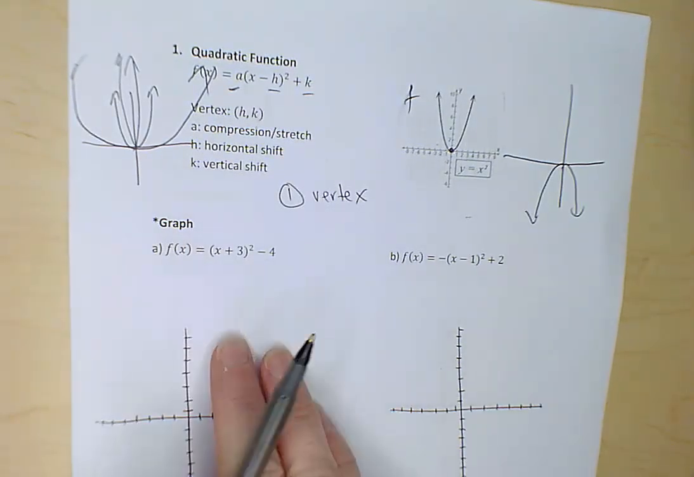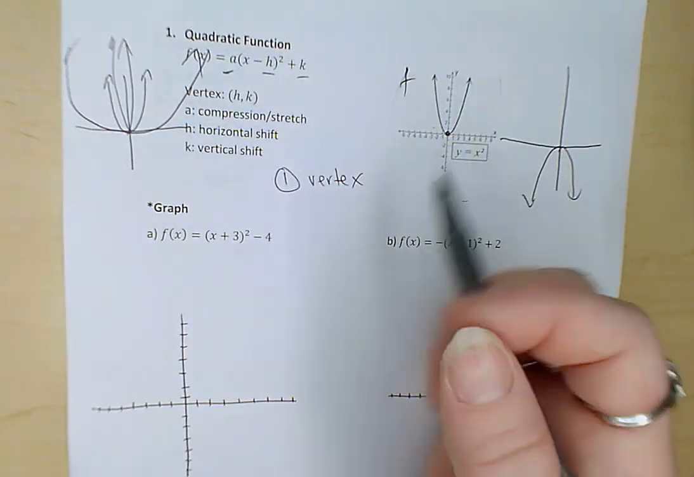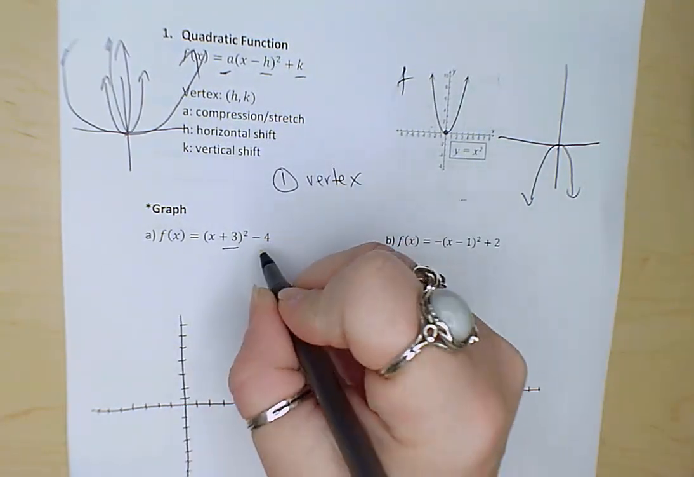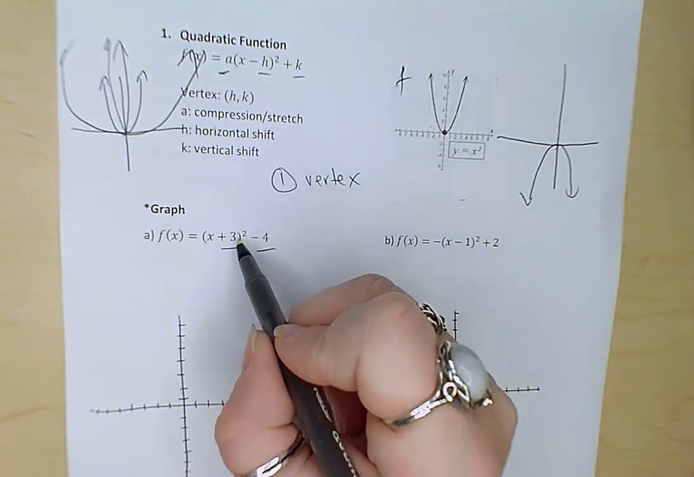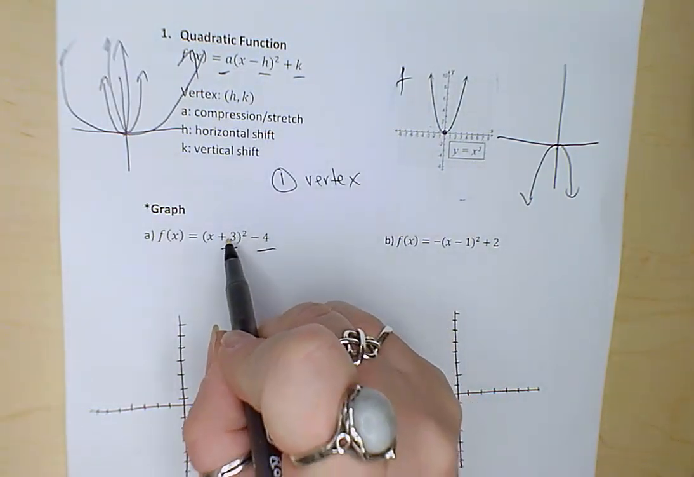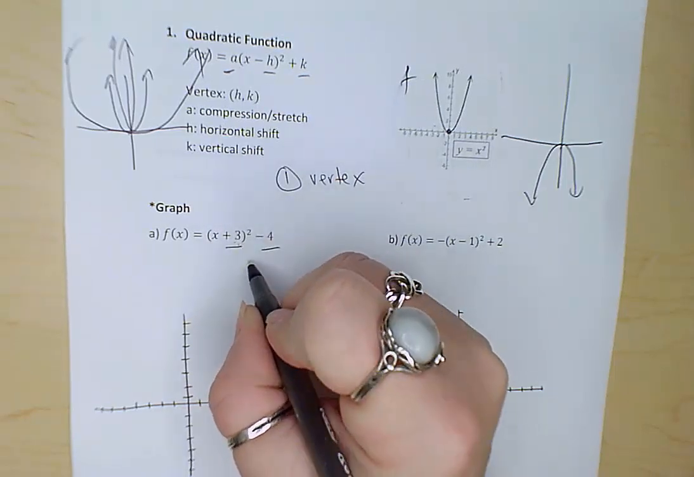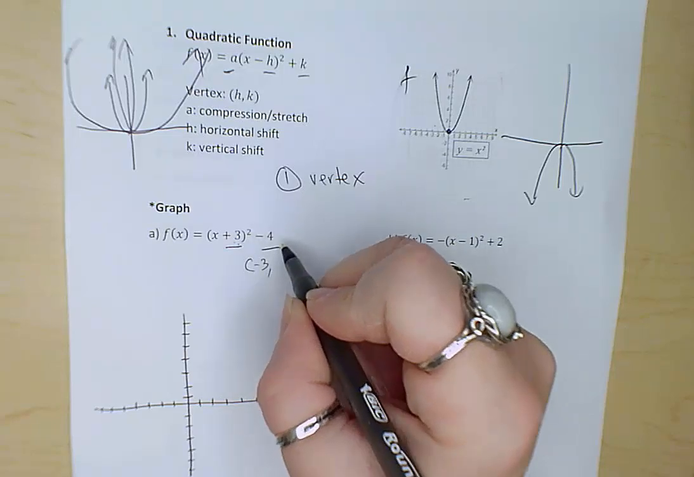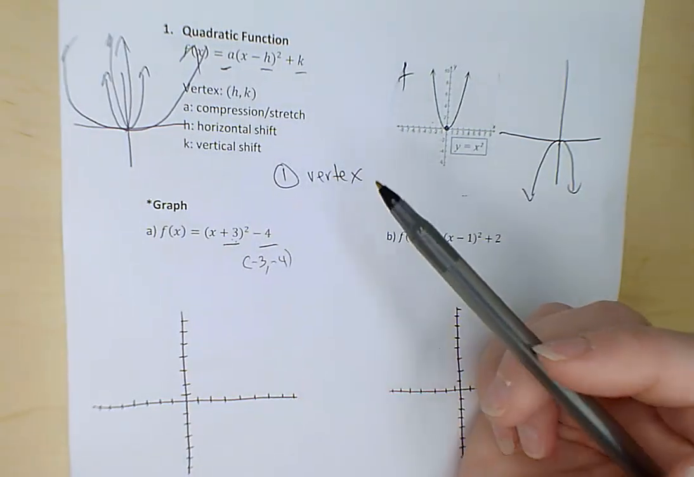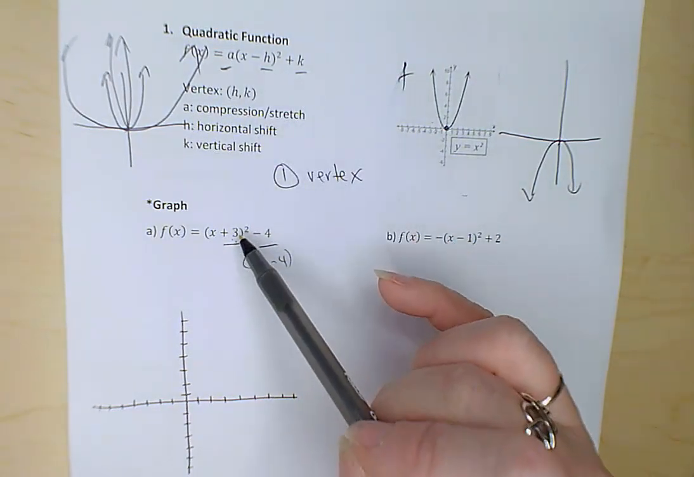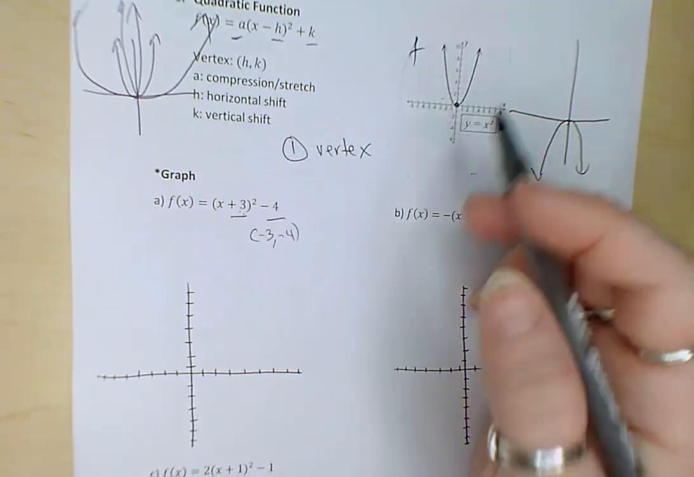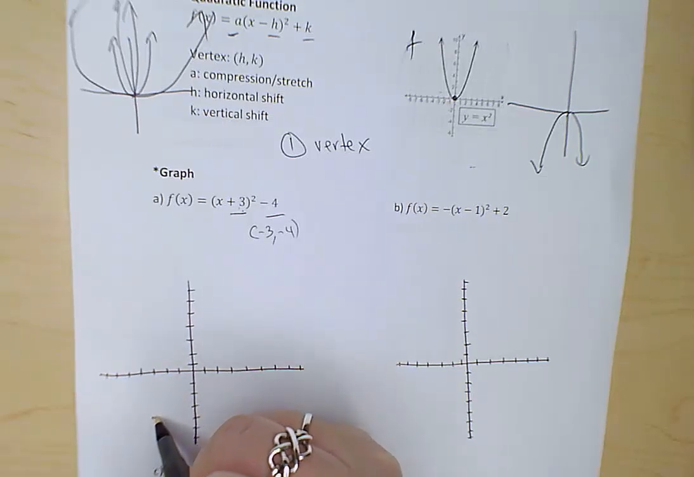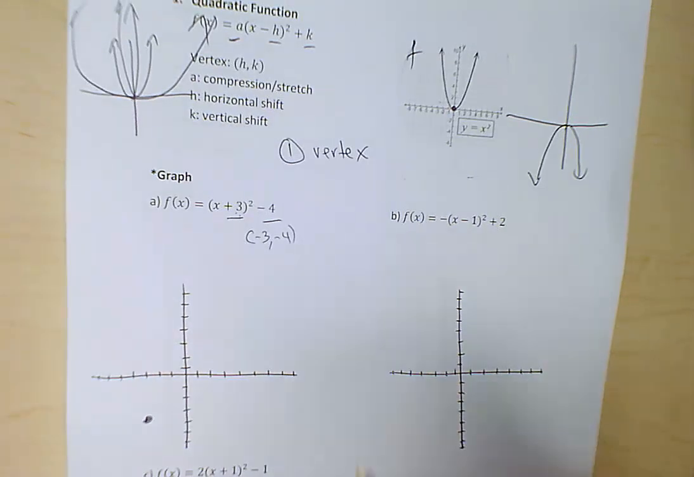So let's jump in and do that here with example A. If we plot the vertex for example A, again, the vertex comes from your h and your k. If a number is on the inside of the parentheses, you want the opposite sign of that. So h would actually be a -3 here. k is just k. If that says -4, then k is a -4. So our vertex here is -3, -4. Go ahead and plot that. -3 and then -4 is going to be right over there.